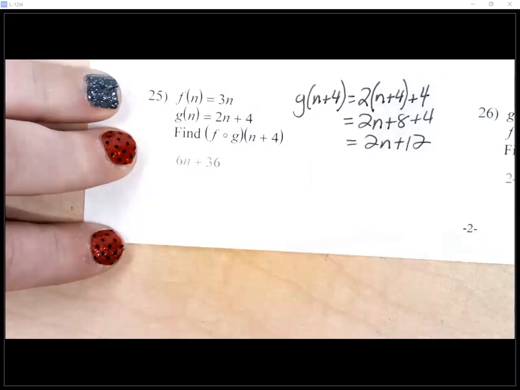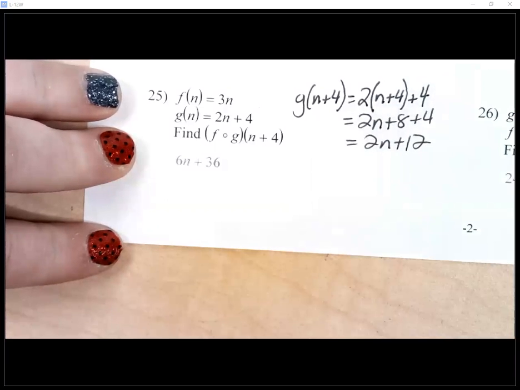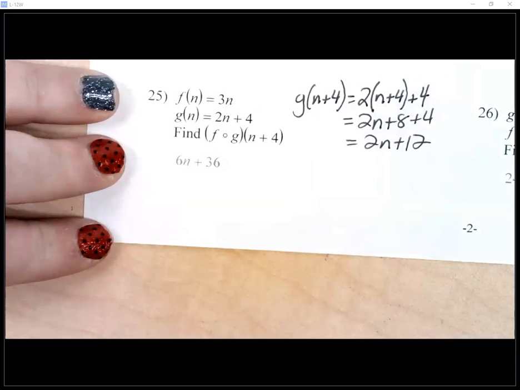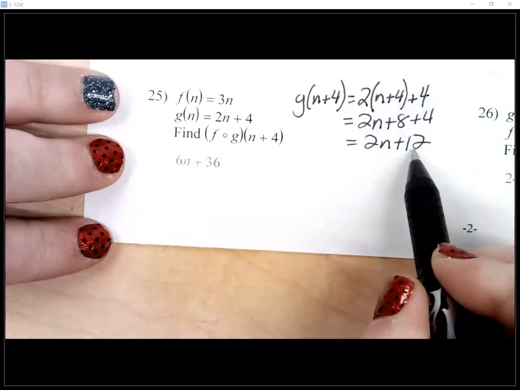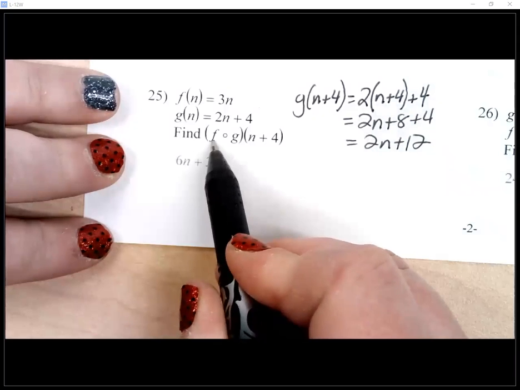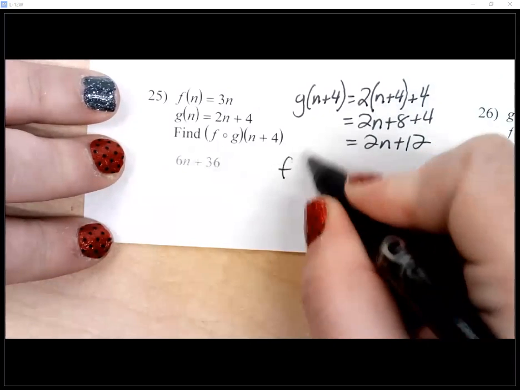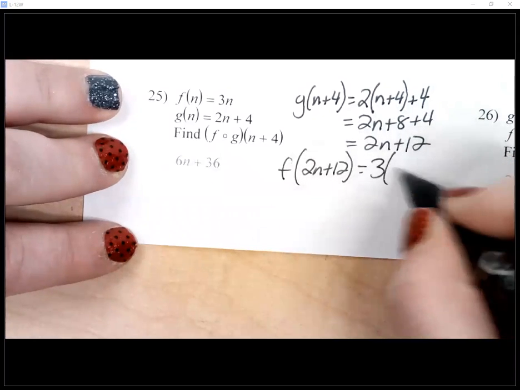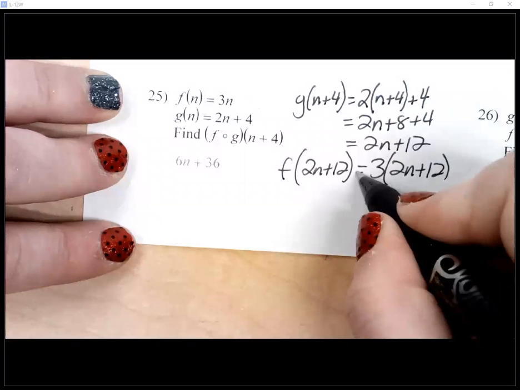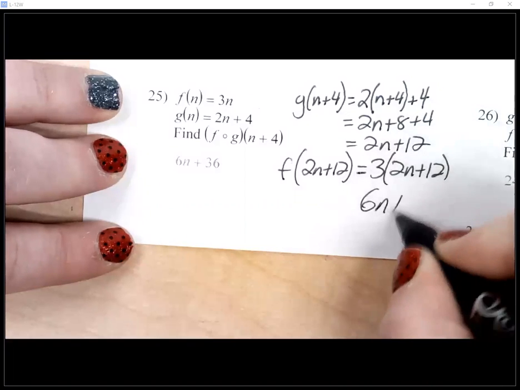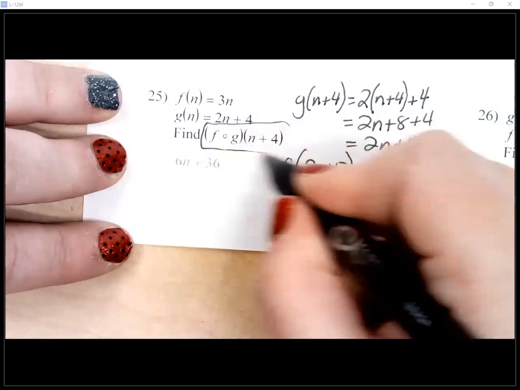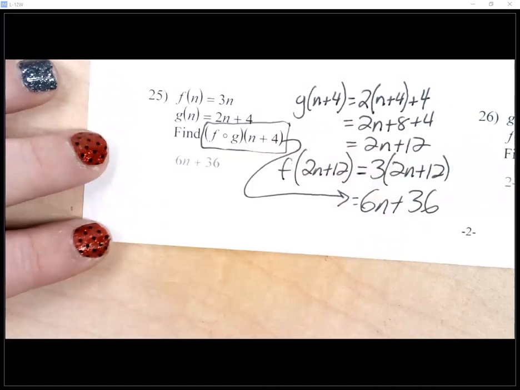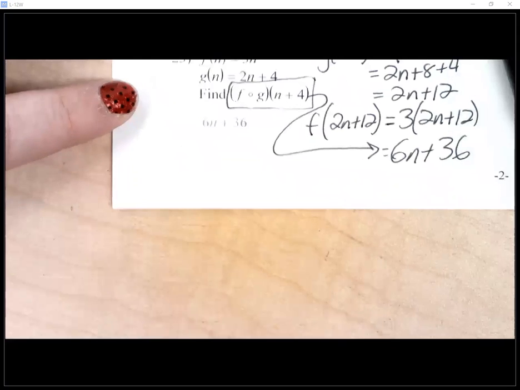Now, what do I do? Ready, go ahead. You plug that into that. Exactly. I'm going to take that answer and I plug it into the outermost function, in this case, f. So I want to find f of 2n plus 12. And that's just going to be 3 times 2n plus 12, which means my final answer is 6n plus 36, which is the correct answer. Yes. Woo! Not so bad.